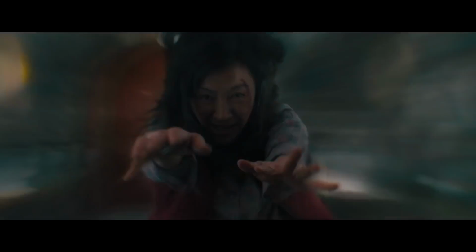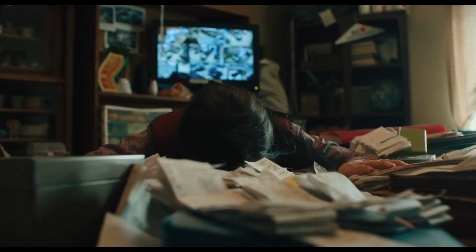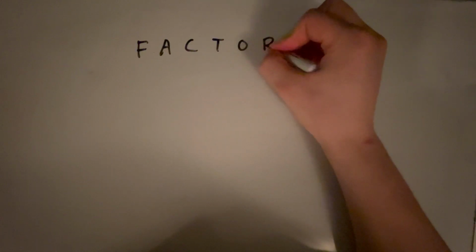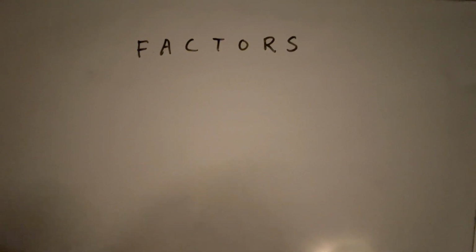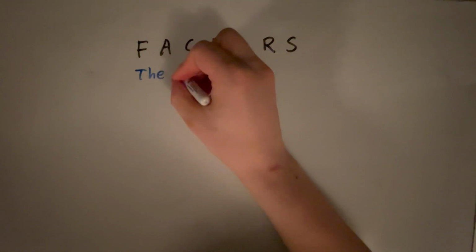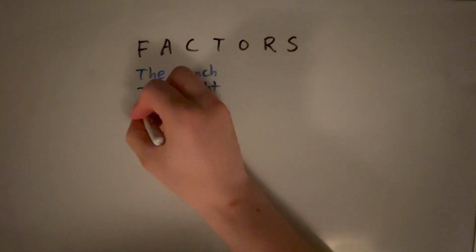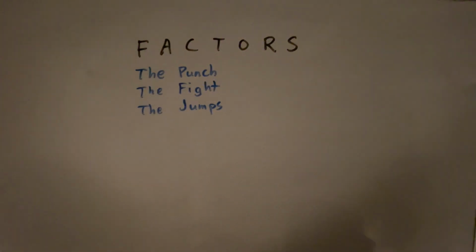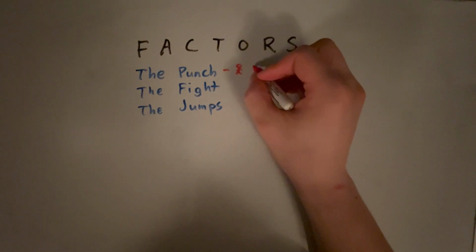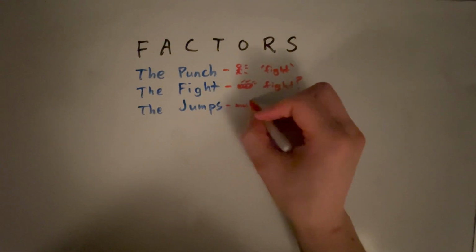From then on, Evelyn goes on to experience everything, everywhere, all at once. This film's final event is that both Jobu Topaki and Evelyn survive and will live on with their fractured consciousnesses. Only the factors that have led up to this moment will be considered. Events that did not contribute will be ignored. Factors include the punch, the fight, and the jumps.